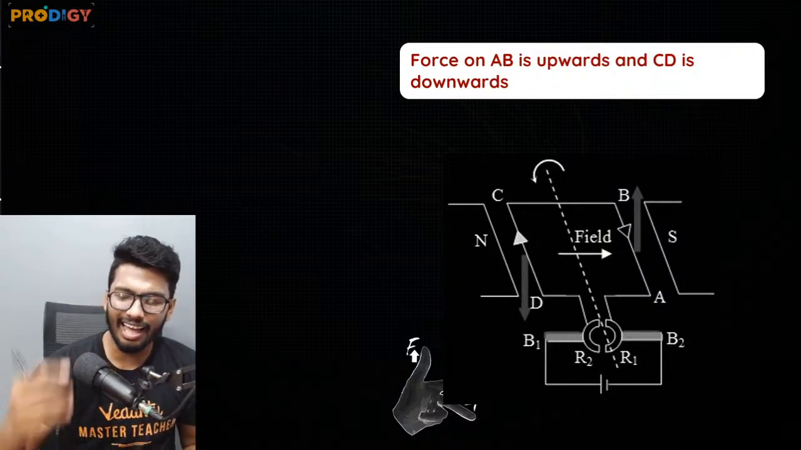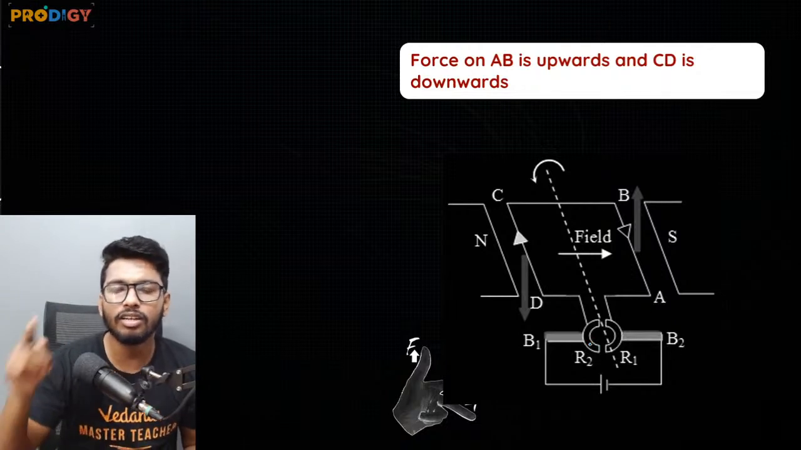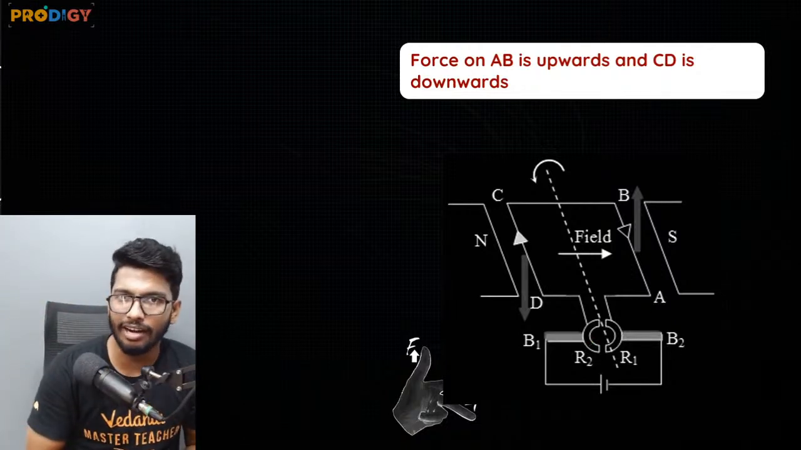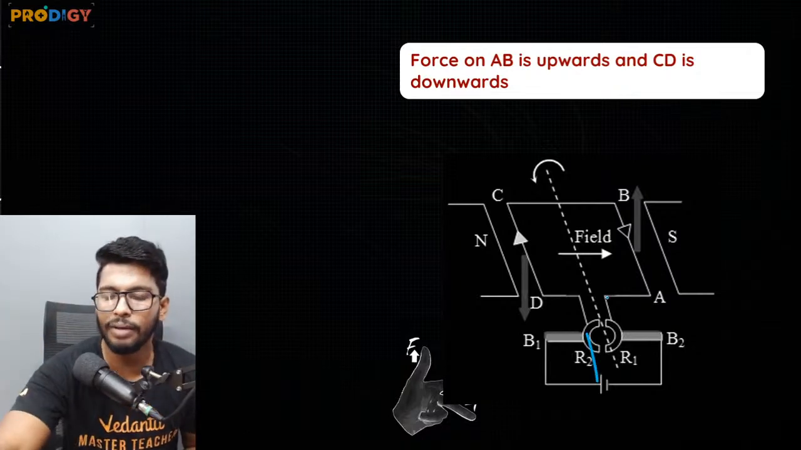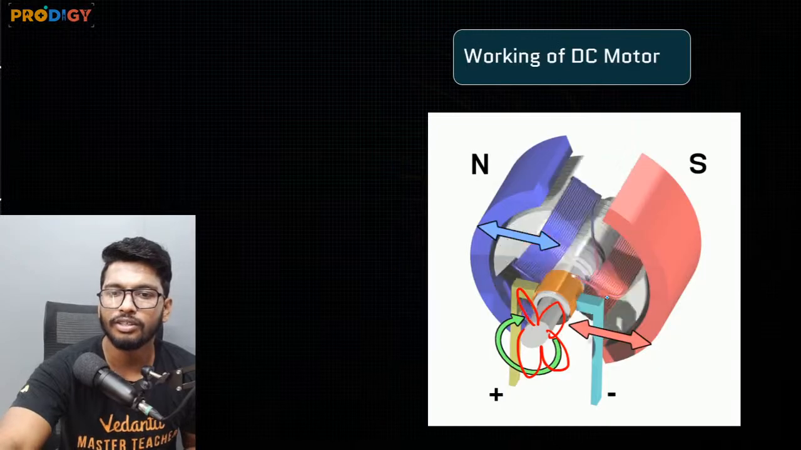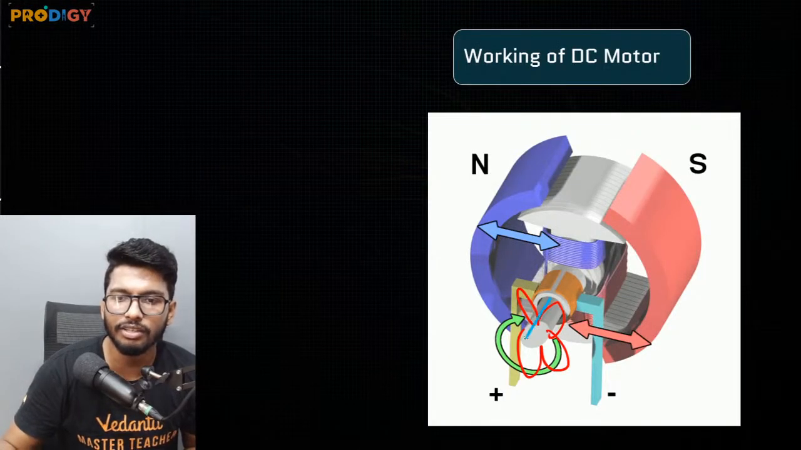What is the role of the axle? The axle is basically where, let's say I want to rotate a fan, the fan will be connected. I'll just show you the photo so that you see this is the axle. This thing that you see, this is the axle.